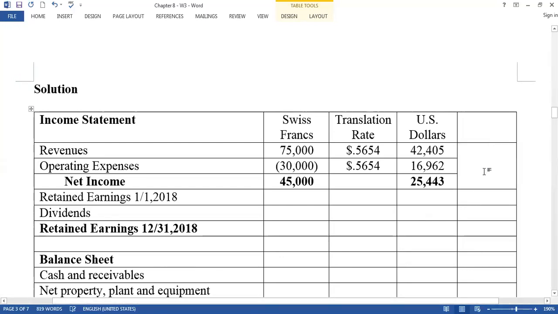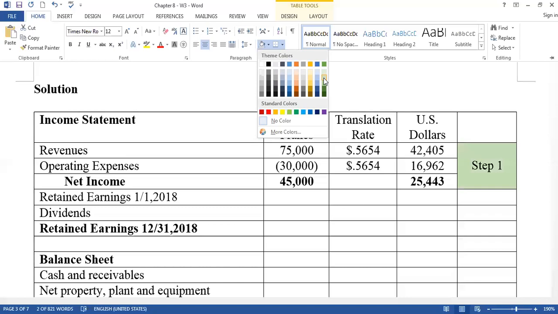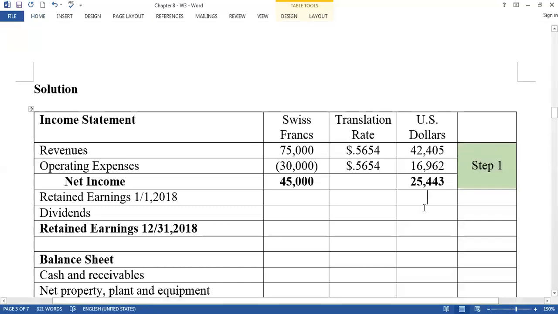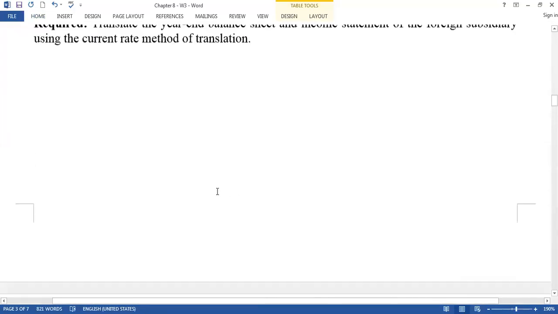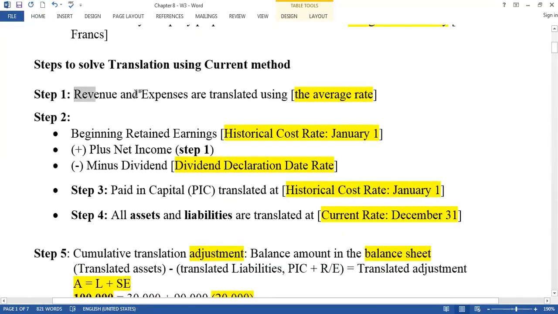So this is step one. You can see that revenue and expense are translated using average method, and we calculate net income.